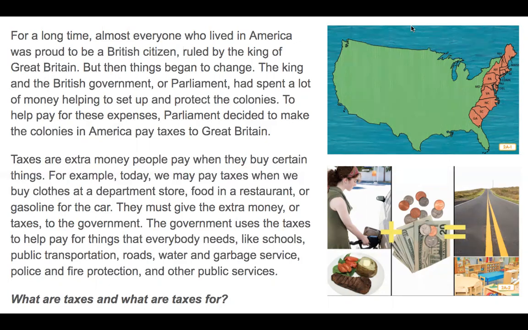Taxes are extra money people pay when they buy certain things. For example, today, we may pay taxes when we buy clothes at a department store, food in a restaurant, or gasoline for the car. They must give the extra money or taxes to the government. The government uses the taxes to help pay for things that everybody needs, like schools, public transportation, roads, water, and garbage service, police and fire protection, and other public services.